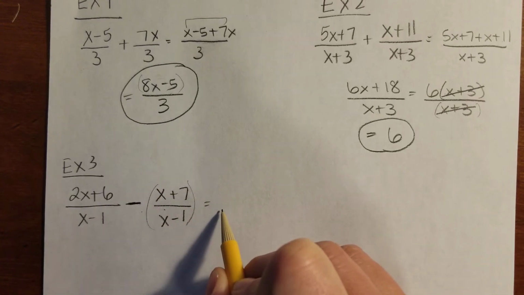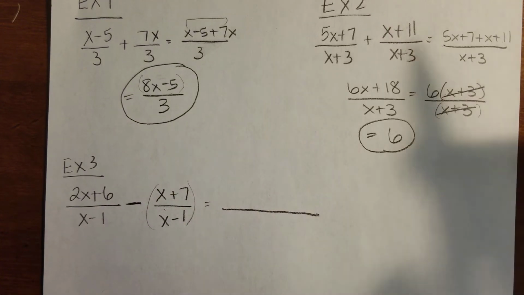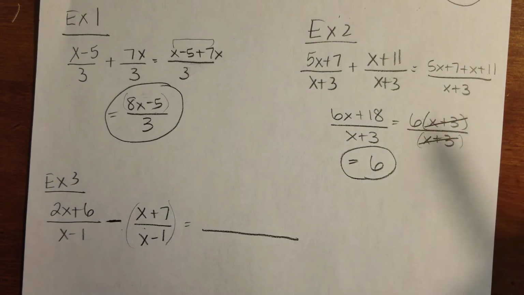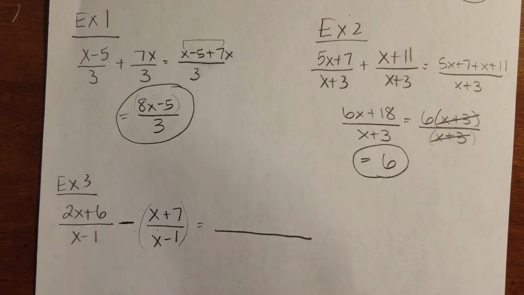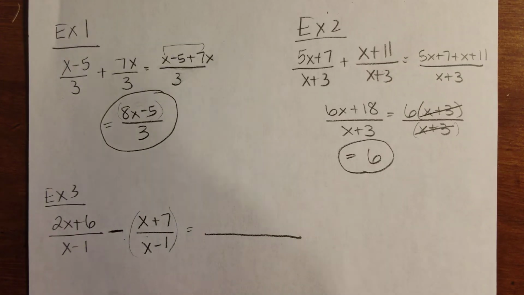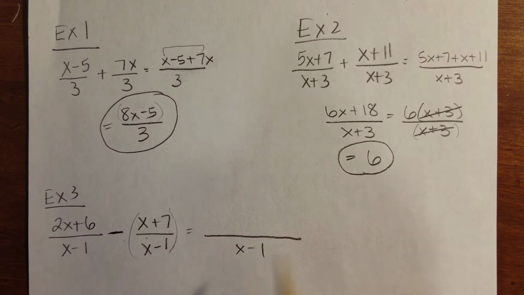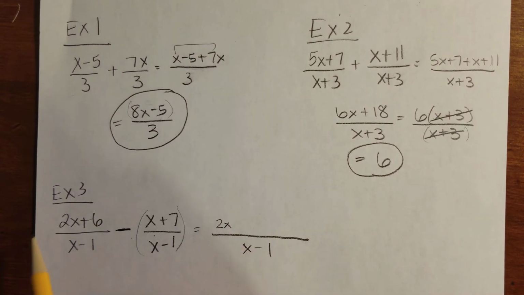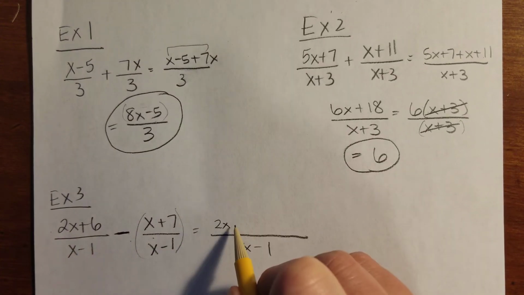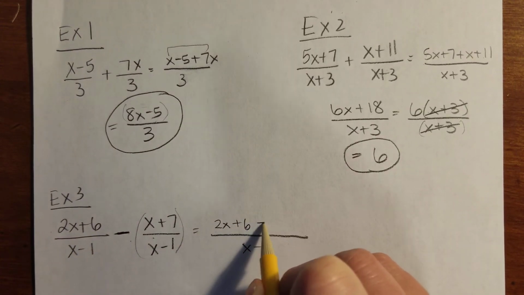So I actually like to write these ones out for sure. With the adding, sometimes I'll do those in my head, but because we are going to be subtracting the entire fraction, so I don't lose a sign somewhere, I always write these out. Now my denominator is still the same, so that's going to stay x minus 1. The first numerator won't change because there's nothing being done to it. So 2x plus 6 minus.